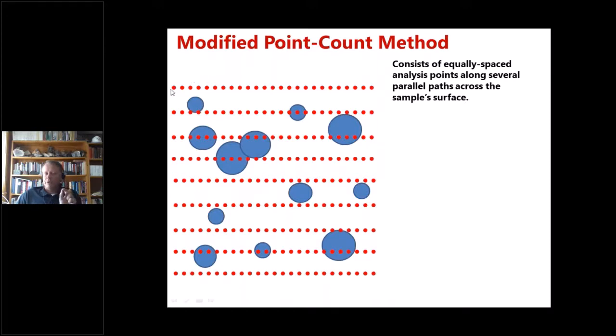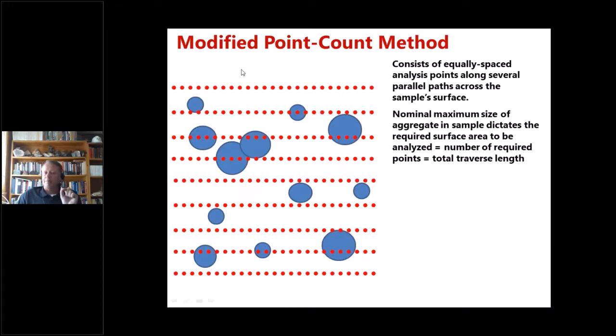We're still going to envision parallel paths of traverse segments equally spaced across our surface, but instead of just one continual line, each line is made up of a number of points. Basically, the same system applies here. The bigger the nominal maximum aggregate size, the longer total traverse length we have. So the bigger the aggregates, the more surface area we basically have to analyze.